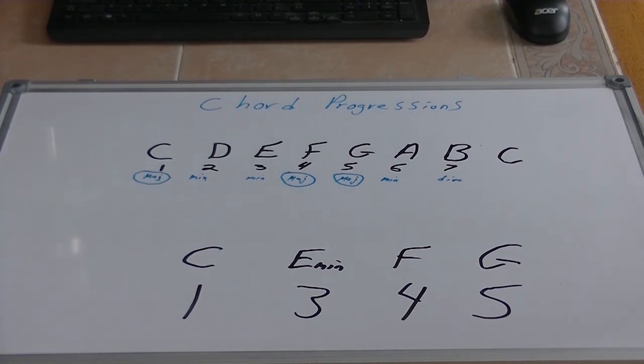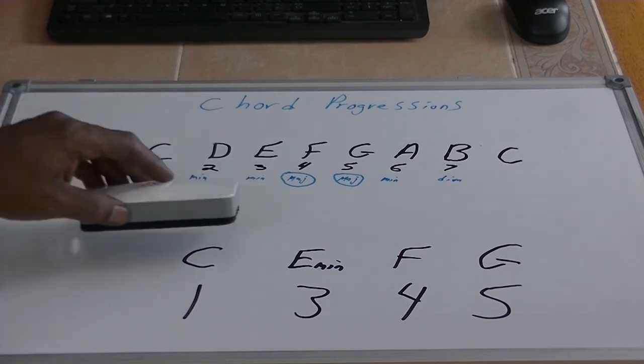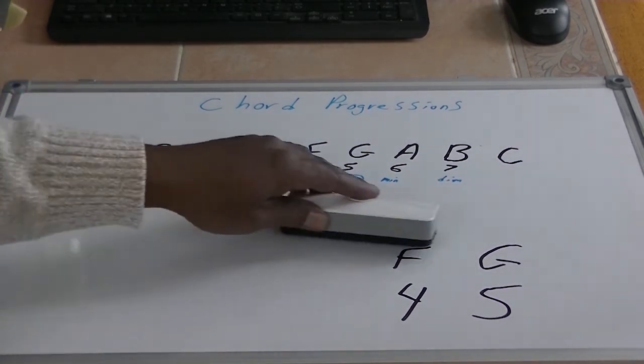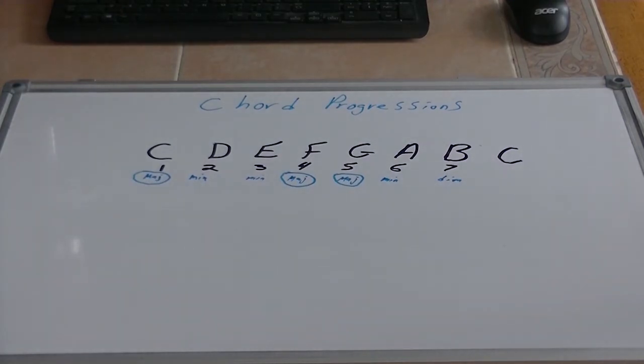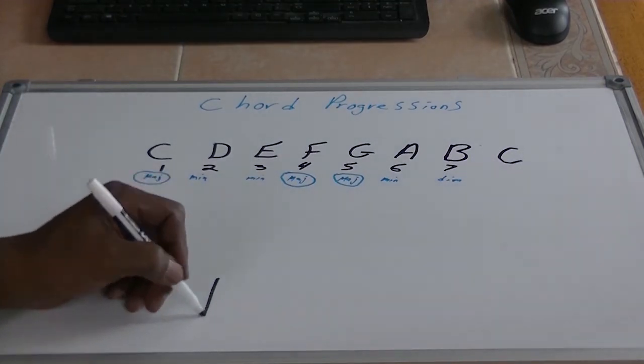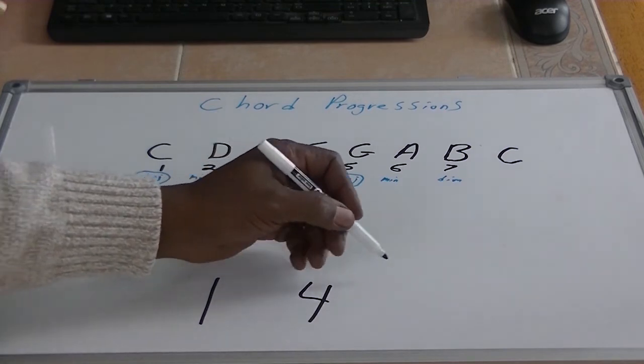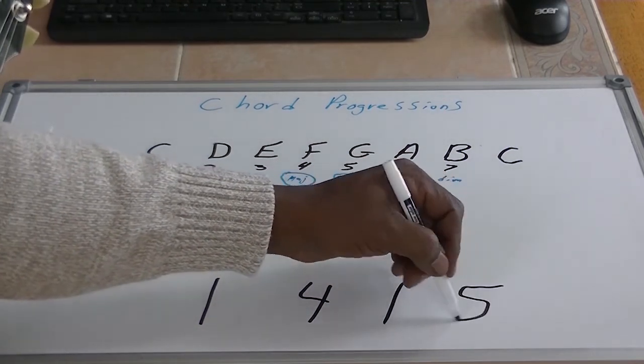So a little bit of a variation in there, but as you can hear, the 4 chords work quite well together. So that is the 1, 3, 4, 5 progression. Moving along, the next progression I want to look at is the 1, 4, 1, 5 progression.